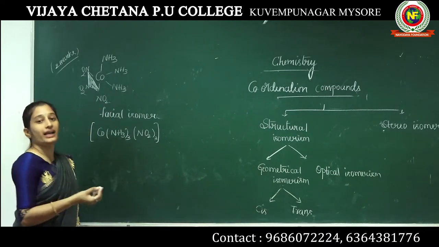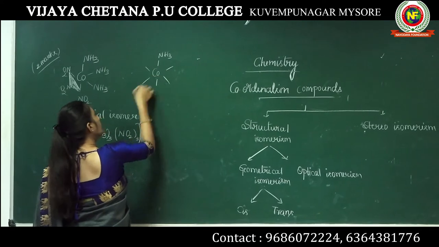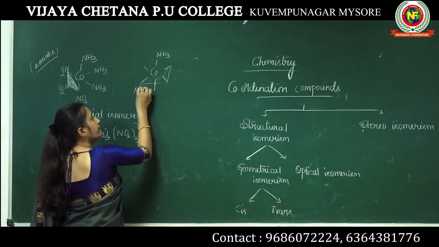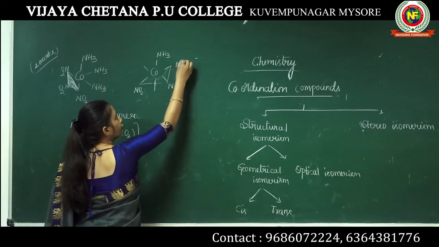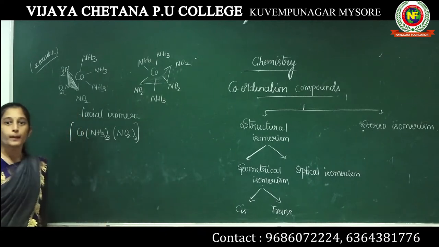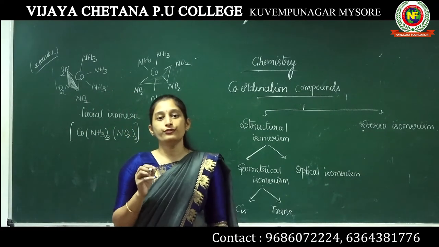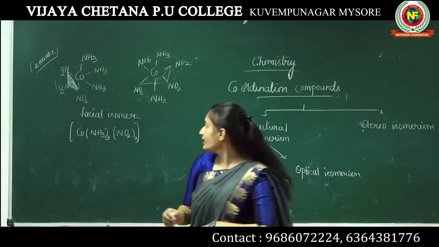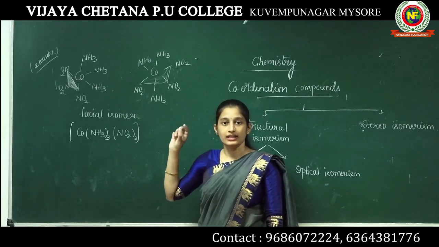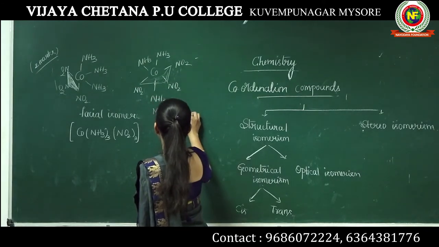Next, how to write for meridional isomer? Co, NH3. See, now the triangle will shift like this. NO2, NO2, NO2, NH3, NH3. Means all the nitro groups are present on one side, such type of form we call as facial isomer. Here, if it is like this, NO2, NO2 same side, but in the middle NH3 is there. Such type of isomer we call as meridional isomer.